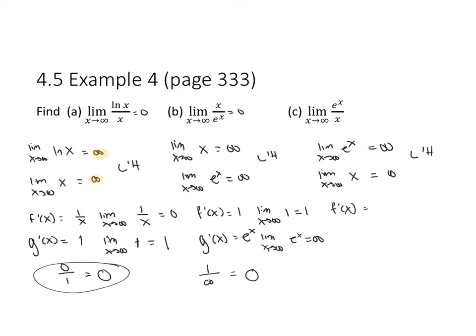The derivative of the numerator is e to the x, and the limit as x goes to infinity of e to the x is infinity. And then the derivative of the denominator is 1, and the limit as x goes to infinity of 1 is just 1. So now I have infinity divided by 1, or just infinity.